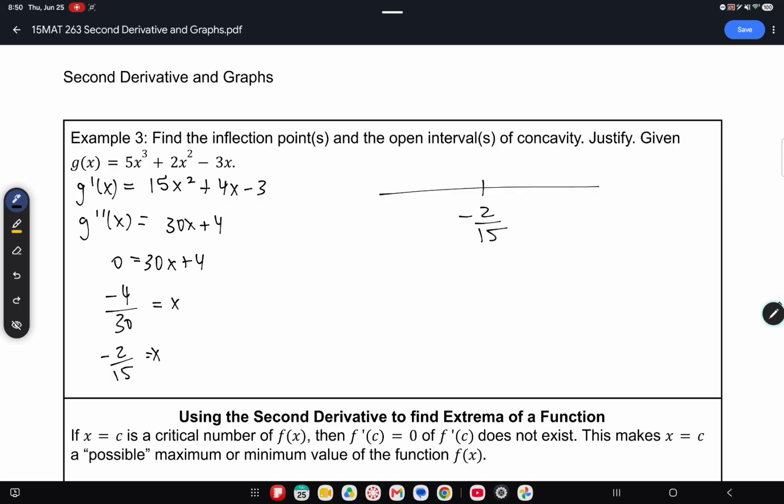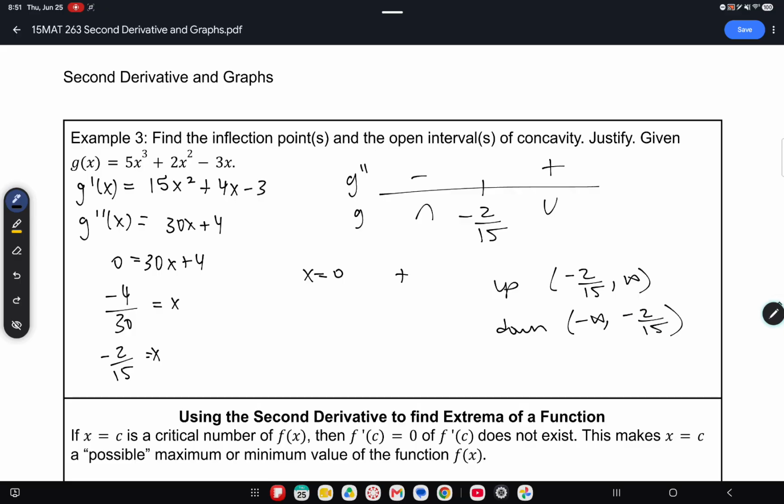All right. 0 is a nice number to work with. If I plug in 0, I'm just left with positive 4. Multiplicity was odd, so it'll switch. So, all right, we're concave up from negative 2/15 to infinity and down from negative infinity to negative 2/15. Okay.